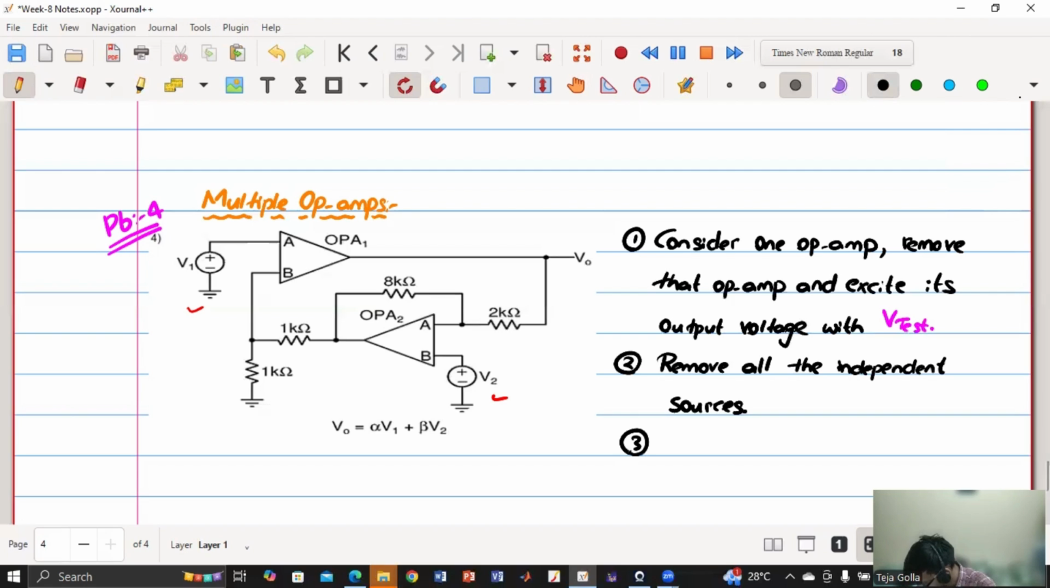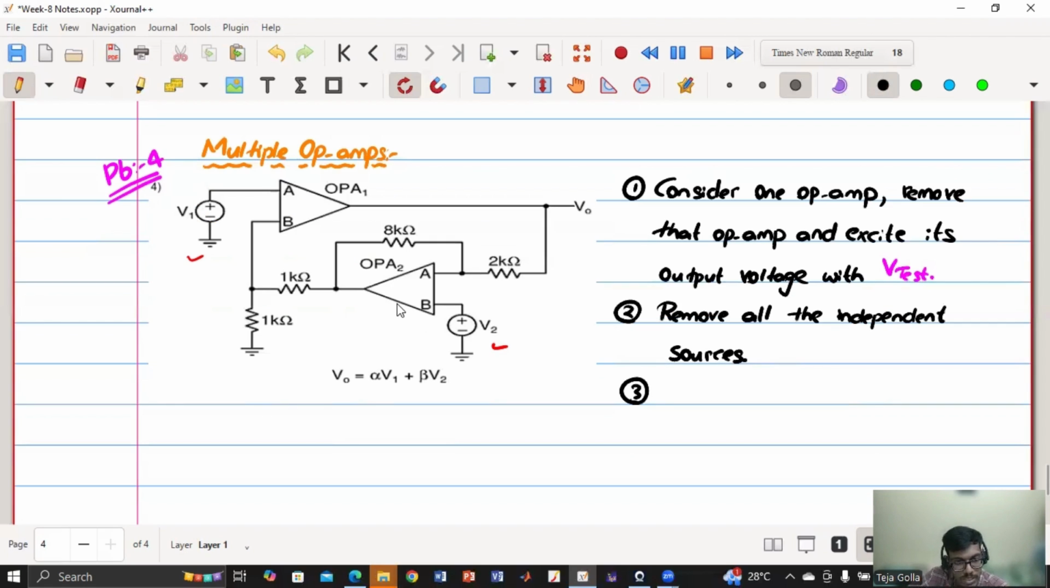Now the third point. There are other op amps in the circuit, right? Assume that they are in negative feedback. You can consider them ideal op amps in negative feedback, which means their input terminals are virtually shorted. So you have to consider that the other op amp is in negative feedback.